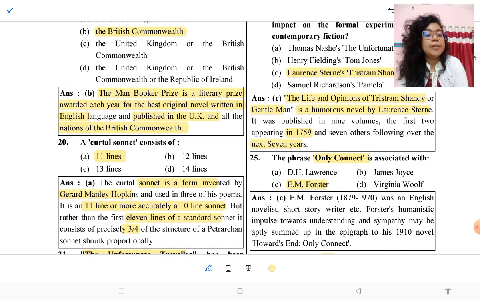So in a previous video there is a question asking in which novel the phrase "only connect" was given, and it was given in Howards End. So that's how they ask questions, the same text, only the concepts changed.